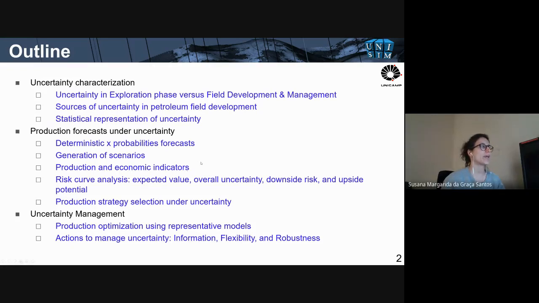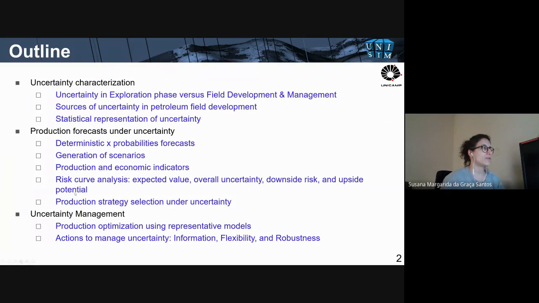Okay, we're going to talk about how we can generate what we call scenarios. I'm going to define scenarios as well. We're going to talk a little bit about production economic indicators. This is not really the topic of today. I believe you've seen that in previous lectures, but I'm just going to go very fast about it. And I'm talking about these because the indicators we choose are important for our uncertainty analysis and our risk analysis. So we're going to have what we call a risk curve analysis. We're going to see also what a risk curve is, okay? And then we're going to understand how we can analyze and quantify the risk curve, okay?